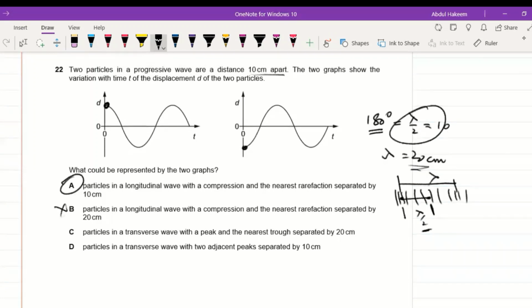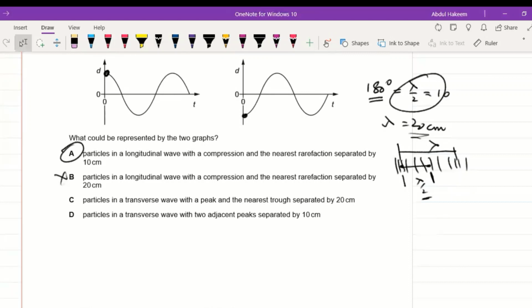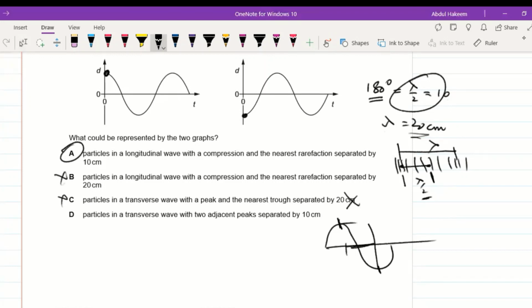So B is wrong. Option C: particles in a transverse wave with peak and nearest trough separated by 20. No, the crest and the trough are also separated by lambda by 2, not by 20. So this is wrong. And D: particles in a transverse wave with two adjacent peaks separated by 10. This is again wrong, as adjacent peaks are at a distance of 20 centimeter, not 10. So the correct option is A.